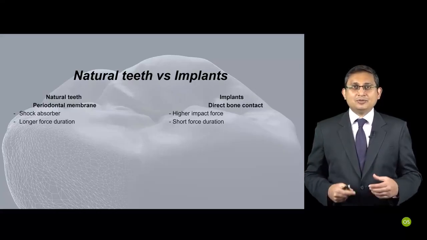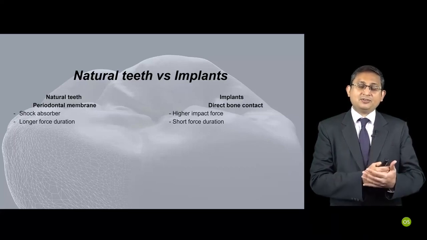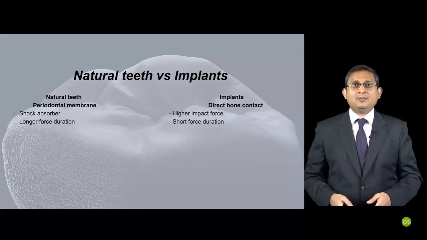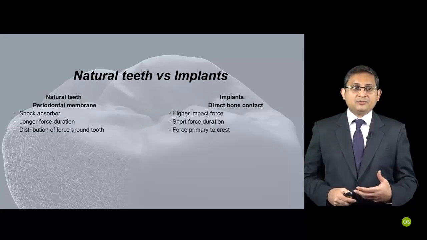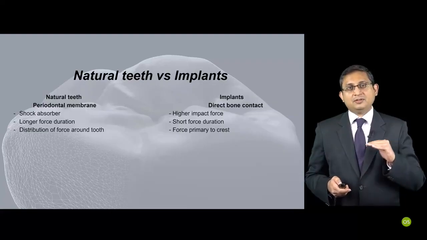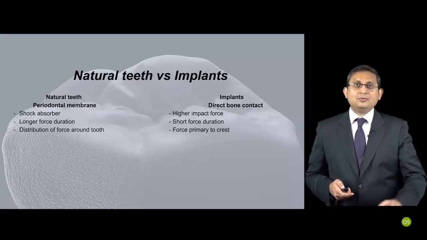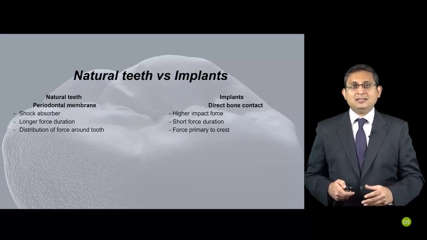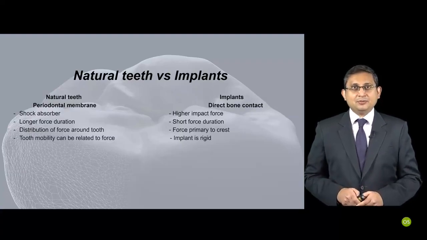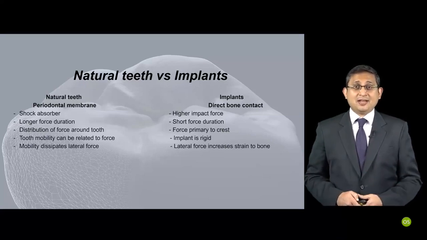You have longer force duration with teeth, which means the force can dissipate much more easily when it is applied to the tooth, whereas the force goes straight to the implant very impactfully. Distribution of the force around the tooth is done much more nicely, whereas with an implant all the force is gathered towards the crest, whereas with the tooth the force goes towards the root surface much more evenly. You have tooth mobility, which can be related to the force, and that helps in reducing or dissipating the force, whereas an implant is rigid and you don't have that kind of mobility.